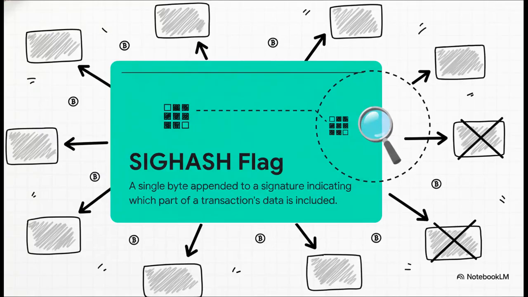Okay, so this is the key. A SIGHASH flag is just one tiny byte of data. That's it. It gets tacked onto the end of your signature, but that one little byte changes all the rules. It's like leaving a little note for the entire Bitcoin network that says, hey, for this signature, only pay attention to these specific parts of the transaction. You can pretty much ignore the rest.